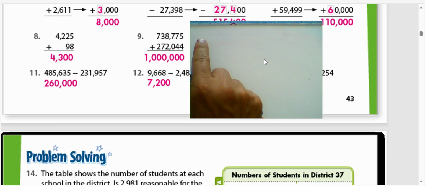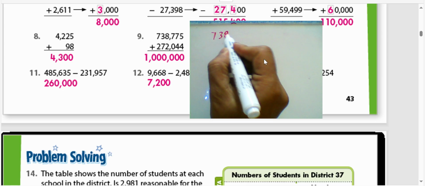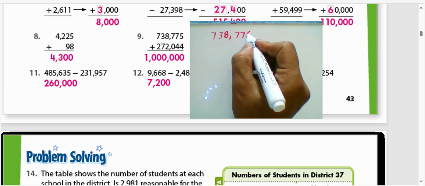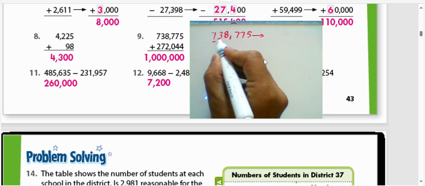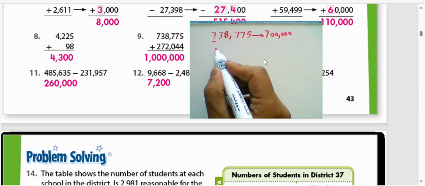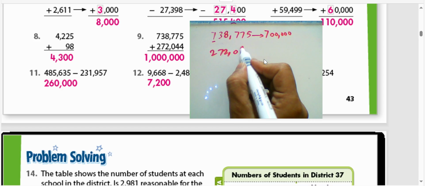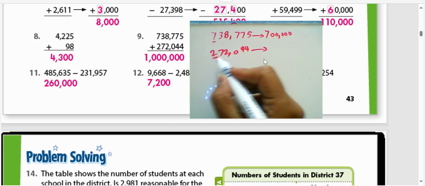In this question we can approximate this number to the nearest what? To the nearest 100,000. We have 738,775. 3 can give 1 to 7, then we can write 7 and 5 zeros behind it. And the next number we have is 272,044. We can approximate it to the nearest 100,000.